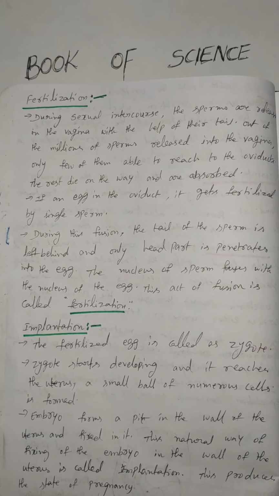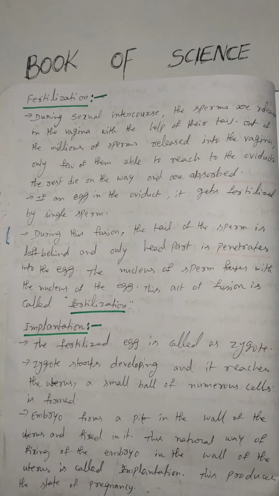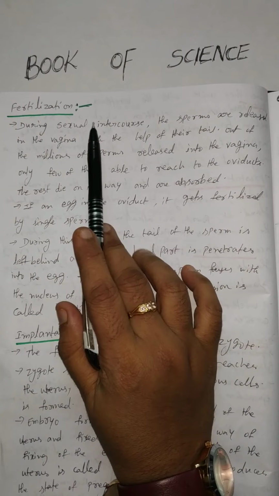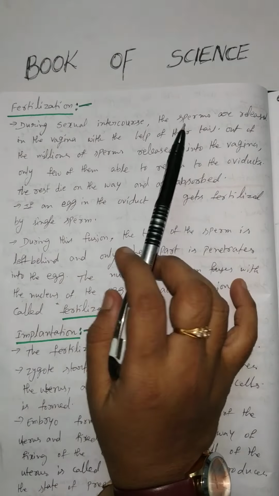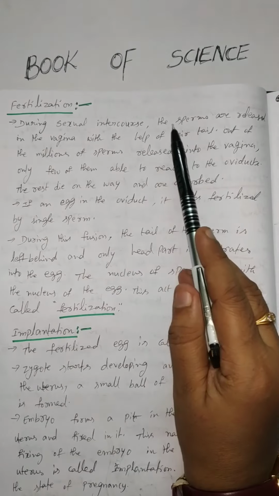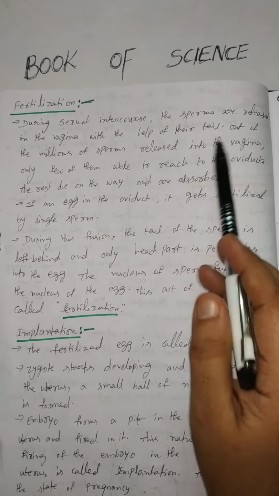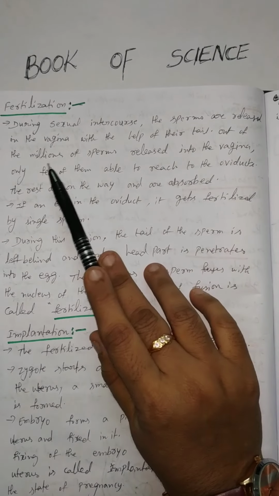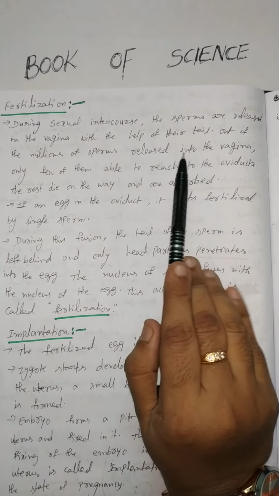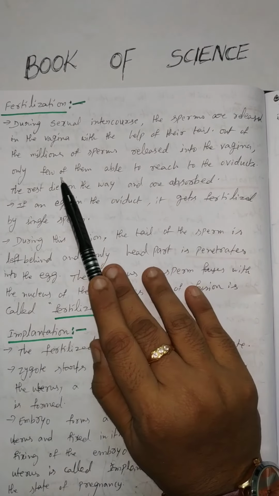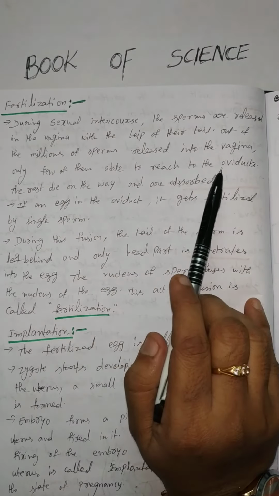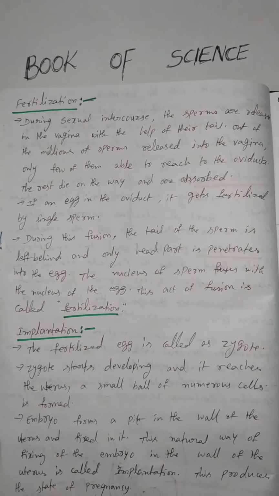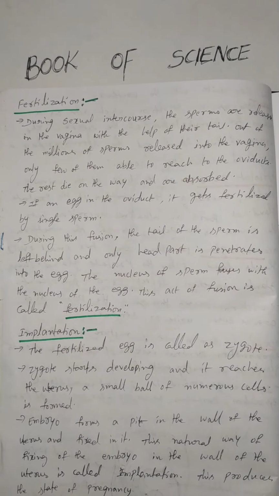Today I am teaching about 8th class biology, reproduction in animals. In this class we can learn what is the meaning of fertilization. During sexual intercourse, the sperms are released in the vagina with the help of their tail. Out of the millions of sperms released into the vagina, only a few of them are able to reach the oviducts. The rest die on the way and are absorbed. We can learn with the help of the diagram.